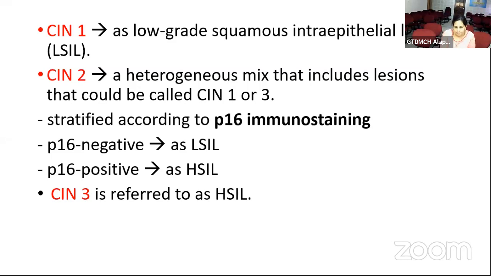The histological classification CIN1 is equivalent to low-grade squamous intraepithelial lesion in the Bethesda system. CIN2 is a heterogeneous mixture that includes lesions that could be called CIN1 or CIN3. So we have to investigate further and stratify according to P16 immunostaining. If it is P16 negative, it is designated as LSIL, low-grade squamous intraepithelial lesion. If it is P16 positive, we designate it as high-grade squamous intraepithelial lesion. CIN3 is referred to as HSIL.